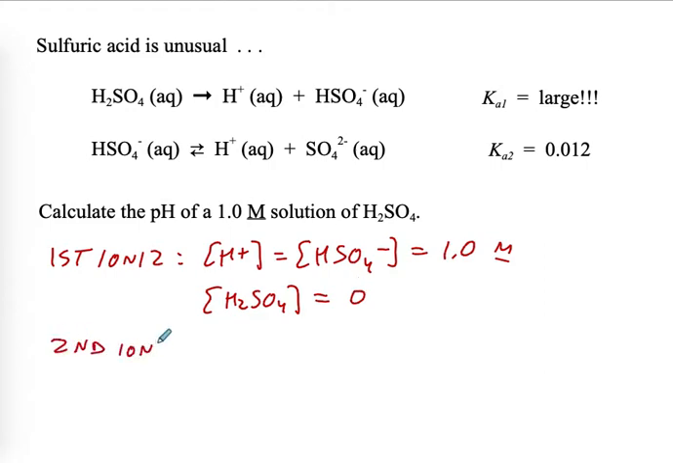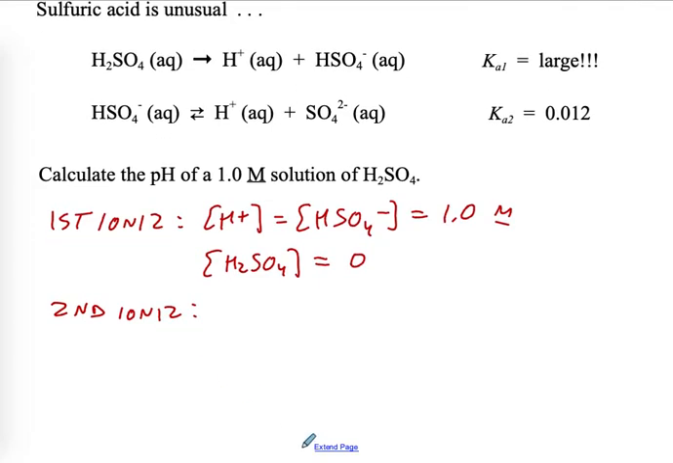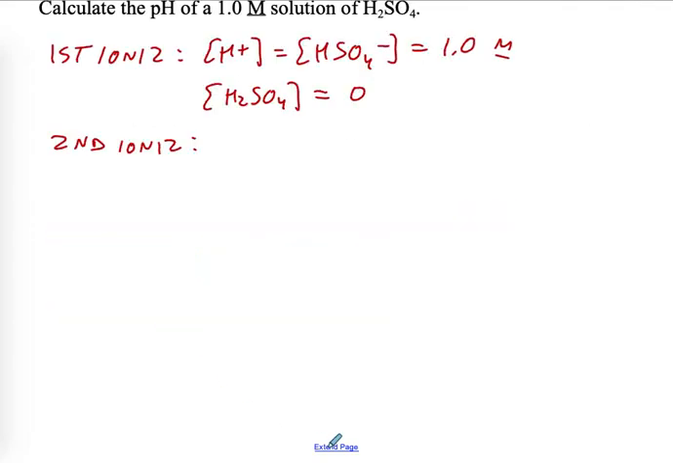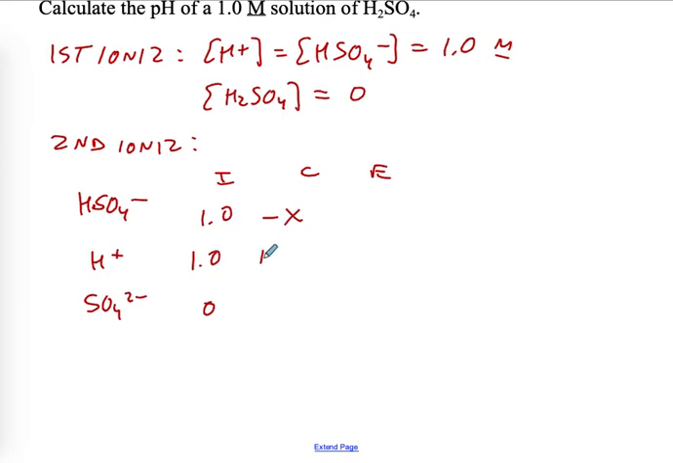Now, for the second ionization, we are starting with the 1 molar hydrogen sulfate concentration as a result of the first ionization. So I'll take my hydrogen sulfate concentration, H plus, SO4 2 minus, set up my ICE table: 1.0, 1.00, 0; minus x, plus x, plus x; 1.0 minus x, 1.0 plus x, x.